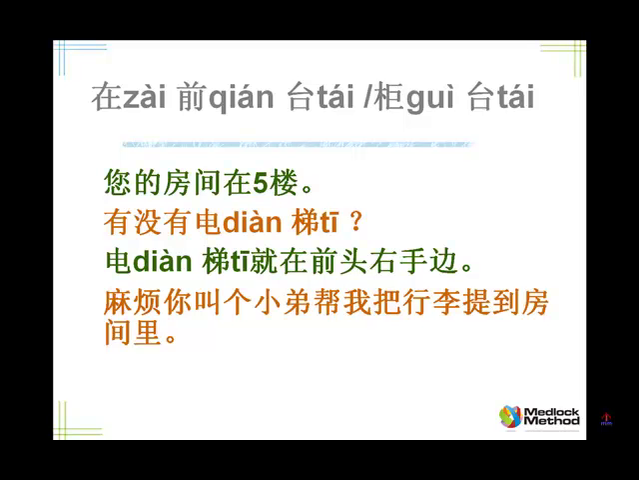麻烦你叫个小弟帮我把行李提到房间里。 Okay, here we have 里, which is inside the room. 提到房间里, just in case they leave it in the front door. That's right. We'll go back and review that one in a moment. That's a bit of a mouthful.